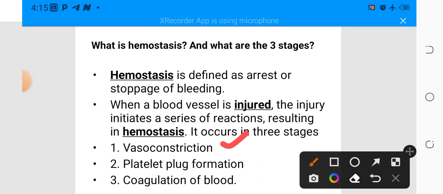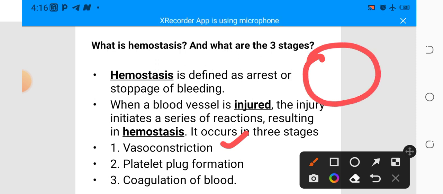Immediately after an injury, the blood vessel will constrict. A blood vessel which had a larger diameter will become smaller. What's the reason according to Ohm's law? When the blood vessel is constricted, blood flow reduces. So blood flow will reduce and there will be a reduction in loss of blood. Mainly the blood vessels that constrict are the smaller arteries and the arterioles.